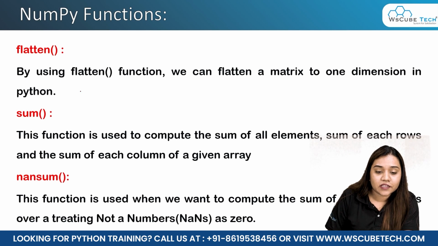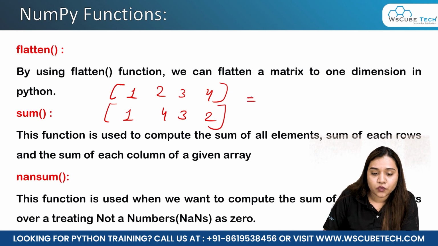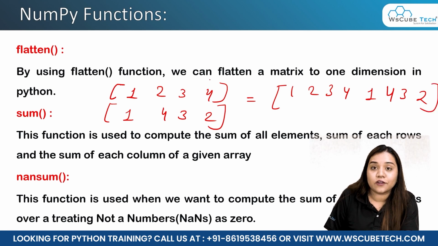The flatten function says that if we have two arrays, like this: 1, 2, 3 and 4, and another array as 1, 4, 3 and 2, and if I use the flatten function on it, then it would give me a new array in the format of 1, 2, 3, 4, 1, 4, 3, 2. That means it will flatten it into one dimension, and right after the first array it will append the second array to it.